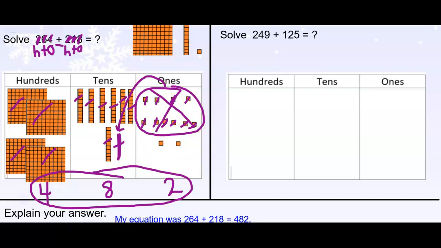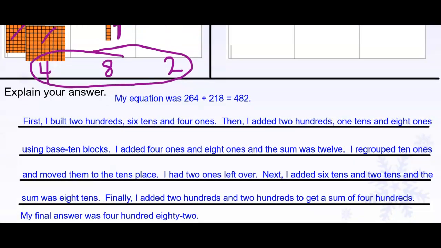But what did we do? We regrouped. And here's that sentence. I regrouped 10 ones and moved them to the tens place. I had 2 ones left over, and there they are.